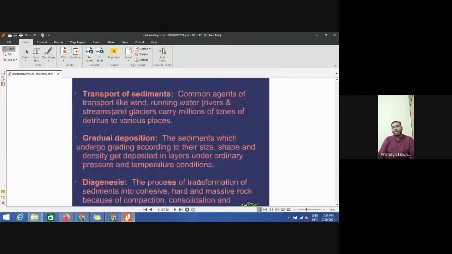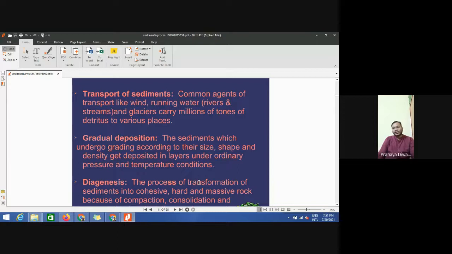Then you transport. The common transporting agents are wind, running water, and glaciers. These are some of the common agents for the transportation of these sediments. And the glaciers carry millions of tons of detritus to various places. There is a gradual deposition.